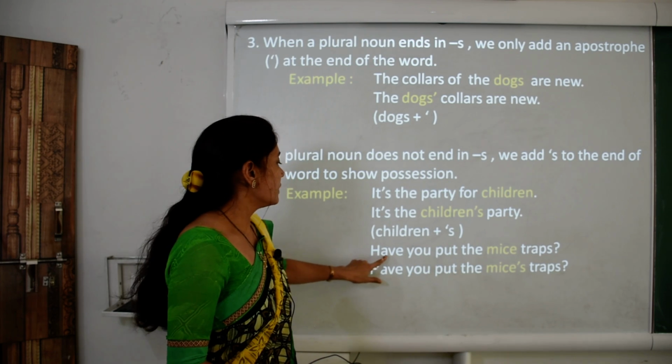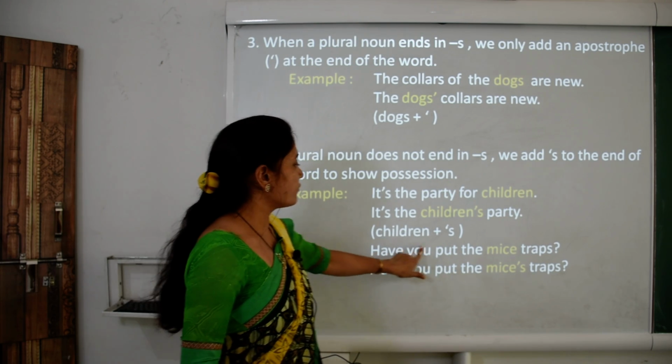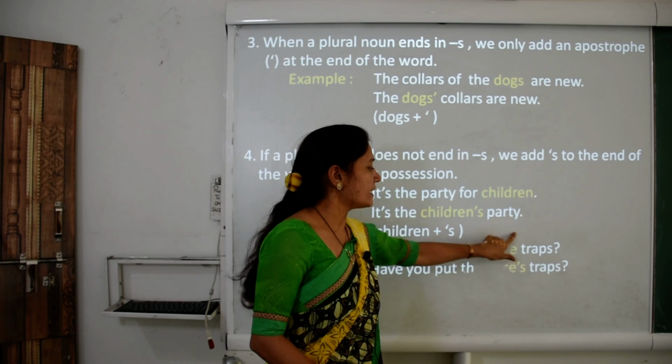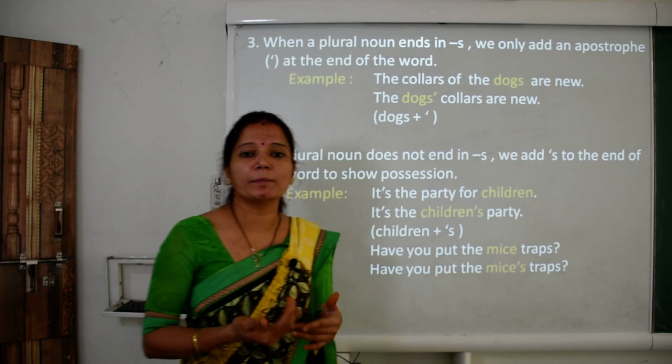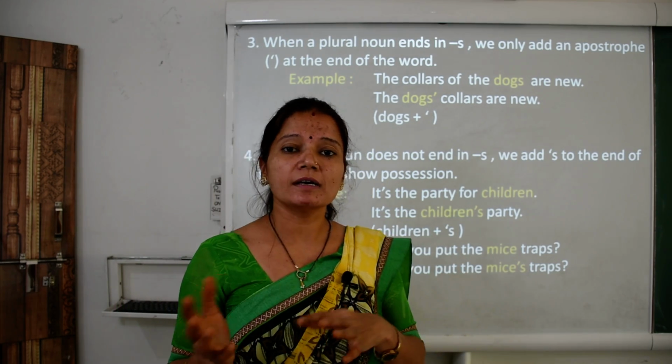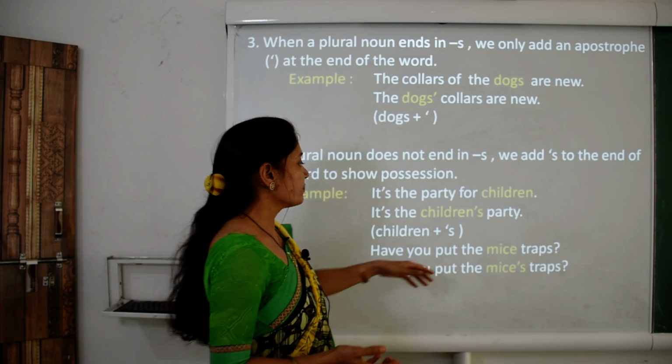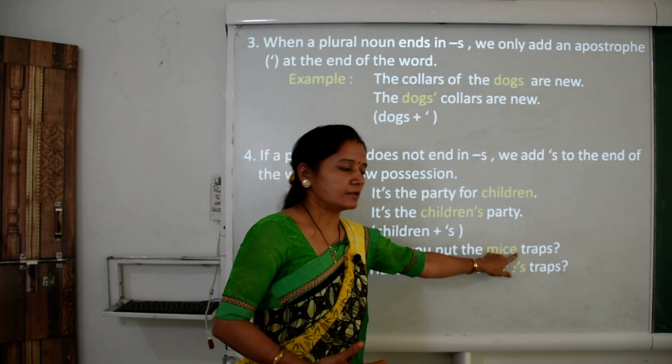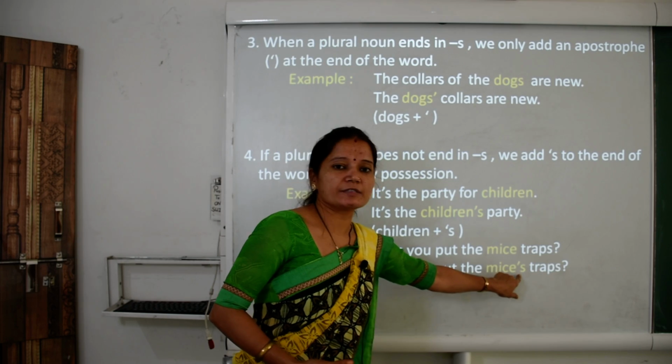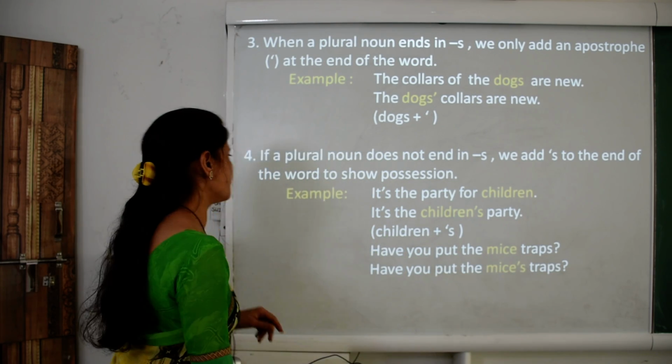Okay, so now let's see the next example. Have you put the mice traps? So here, as you can see, mice is the plural word for the word mouse, and it does not end in the letter s. So we'll add apostrophe s with it to show the possession.